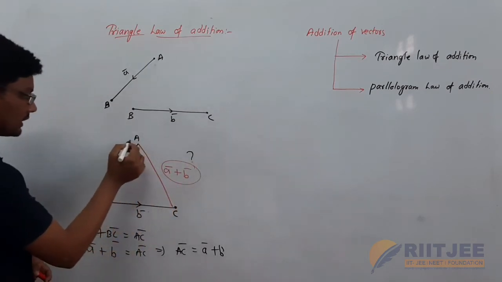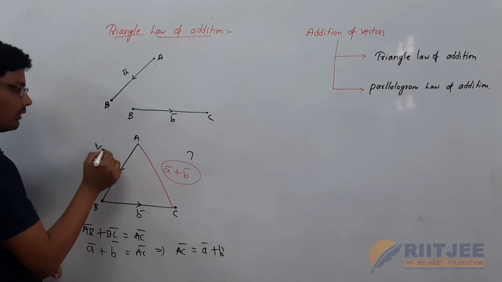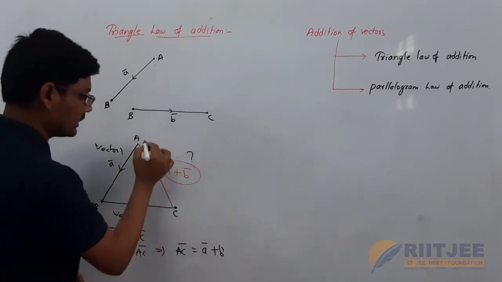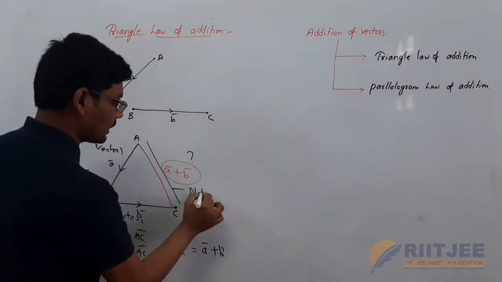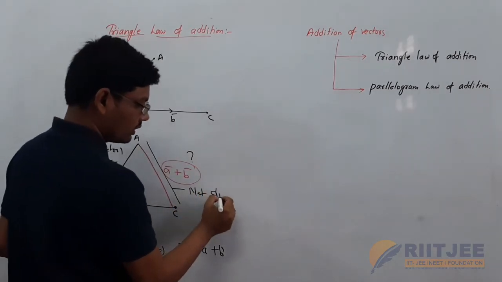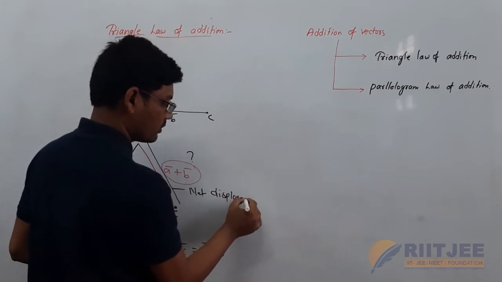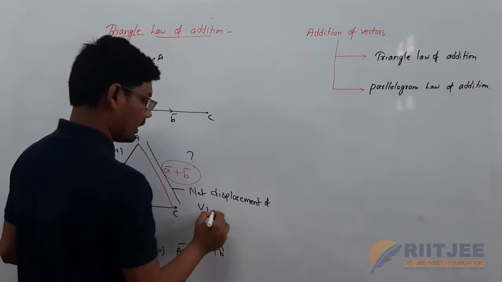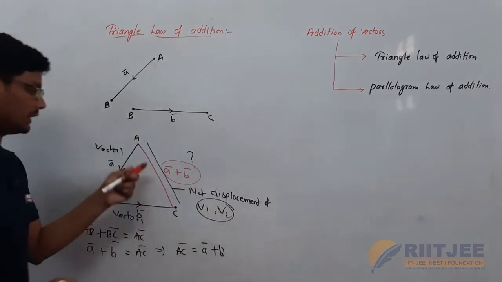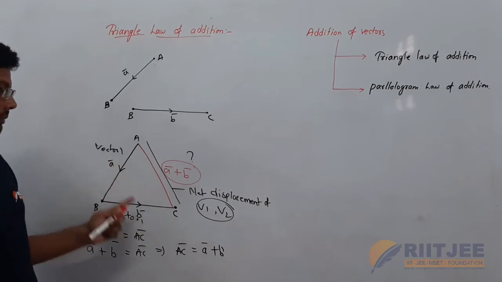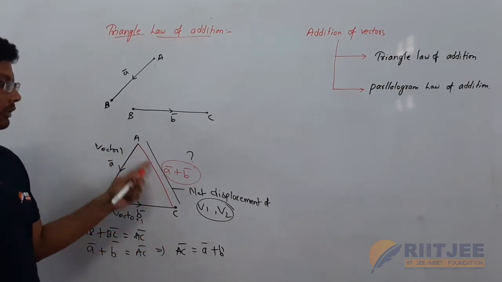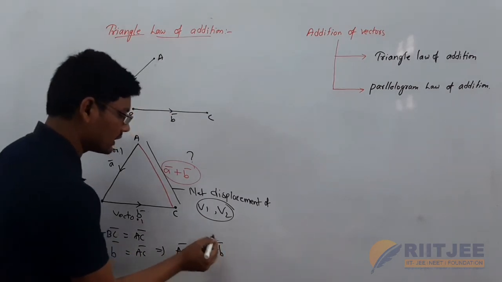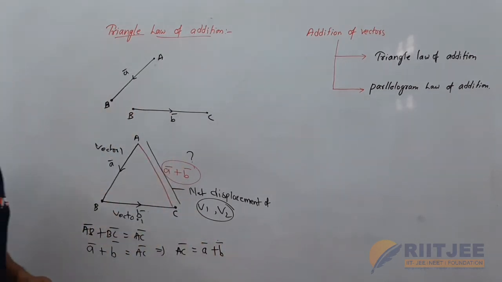displacement. Here this is vector 1 and this is vector 2. This is nothing but the net displacement of the sum of two vectors, vector 1 and vector 2 here, that is A bar and B bar. This is the triangular law of vector addition.